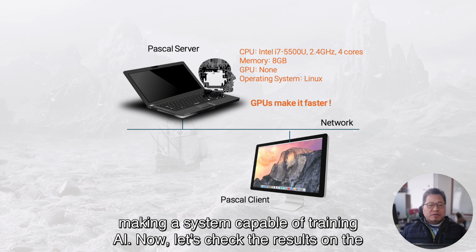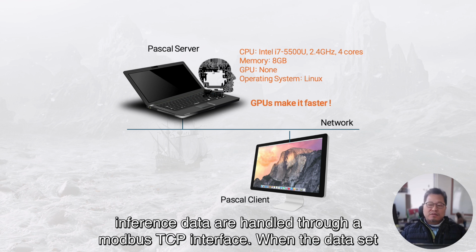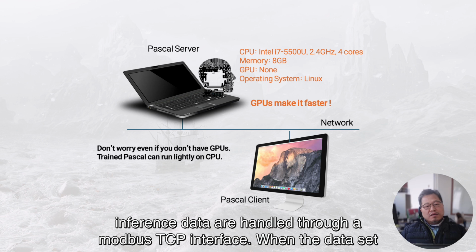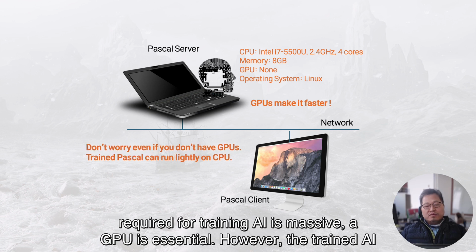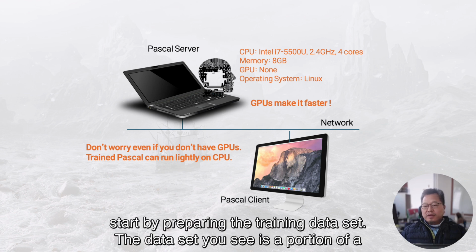Now let's check the results on the client. The server and client are connected via network, and the AI's input and inference data are handled through a Modbus TCP interface. When the data set required for training AI is massive, a GPU is essential. However, the trained AI is very lightweight and can operate on a CPU without a GPU. Alright then, let's start by preparing the training dataset.